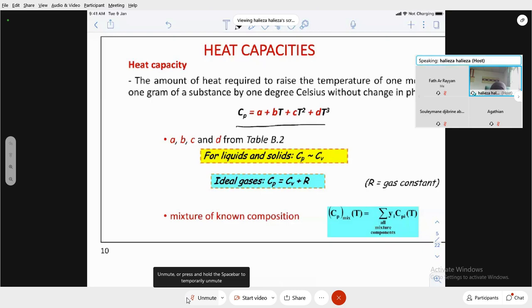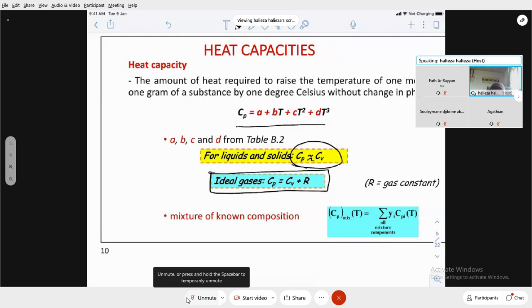Nothing new. How do you connect Cp and Cv? For ideal gases, this is the equation. It's in thermo: Cp is equal to Cv plus the gas constant. And for liquids and solids, Cp is approximately equal to Cv. So you have come across this, nothing new.